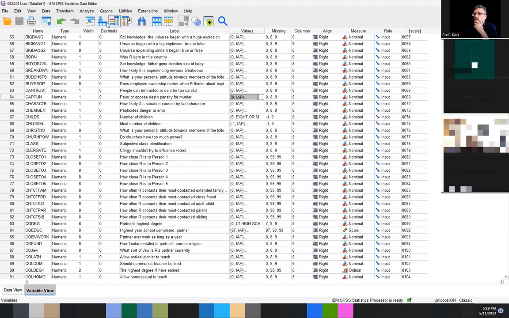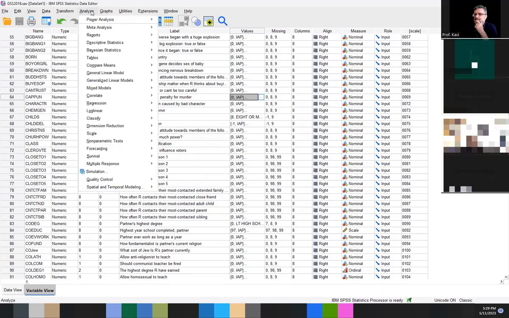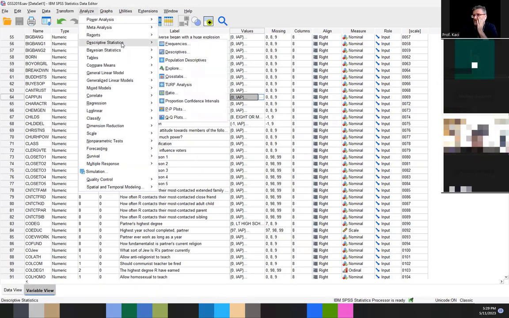All right, so we go to analyze. Can you tell me next? I forgot. How do we go to crosstabs? Descriptives. Okay. Oh yeah, descriptives. Okay, descriptives, and here we go to crosstabs, right?